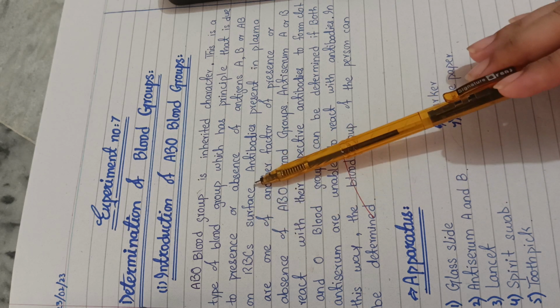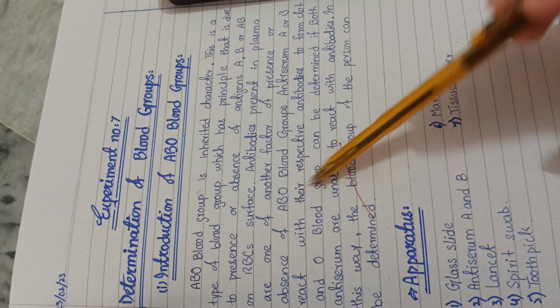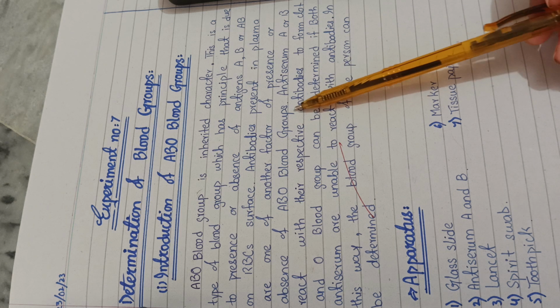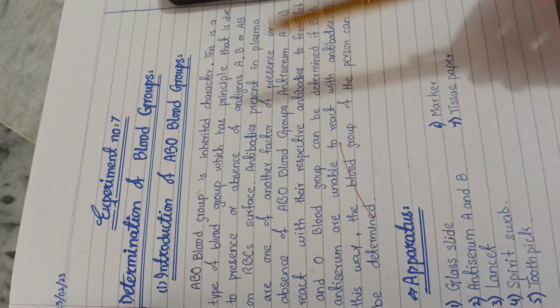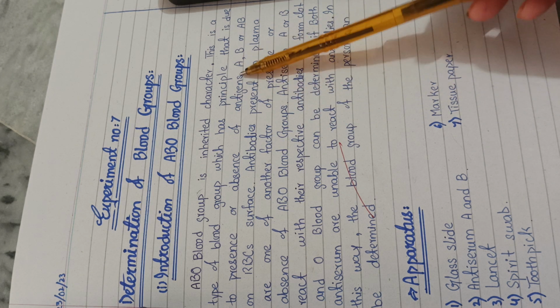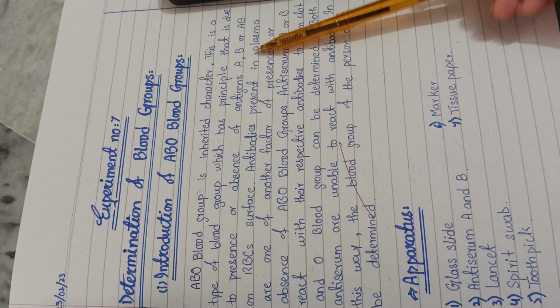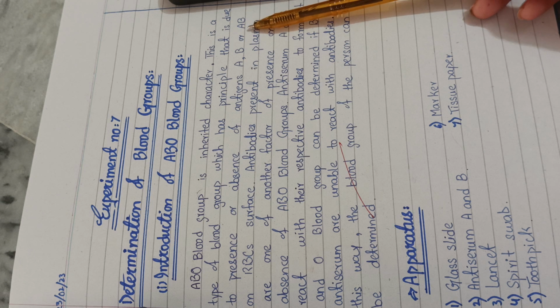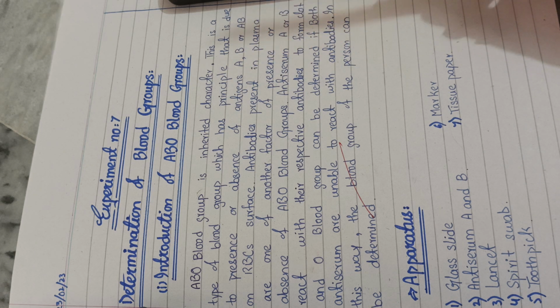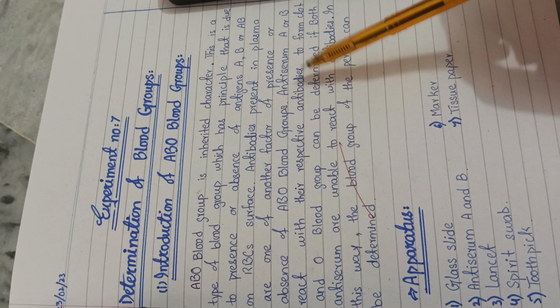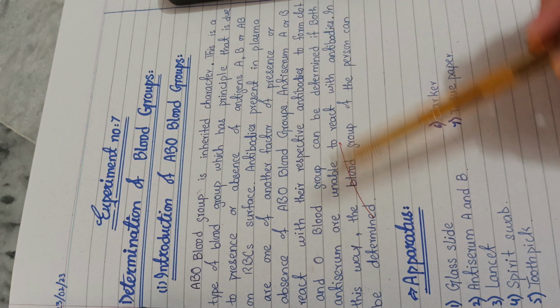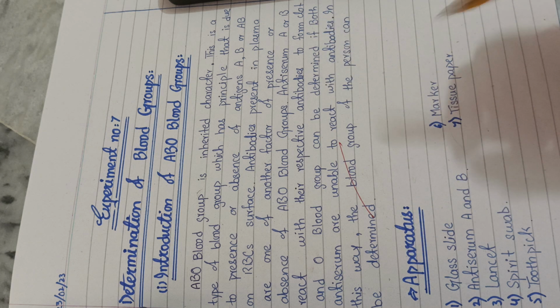Okay, they are present on the surface of RBC, and due to their presence they determine what kind of antibody is present. So the antibody is according to the antigen. For example, antigen A contains antibody B, antigen B contains antibody A, antigen AB contains no antibodies, and antigen O contains both anti-A and anti-B antibodies. Okay, so there are anti-serum A and anti-serum B, which react with the specific type of antigen and form the clot.